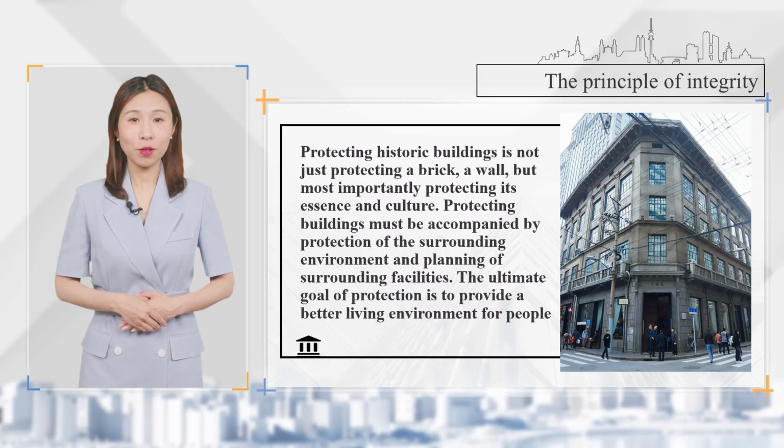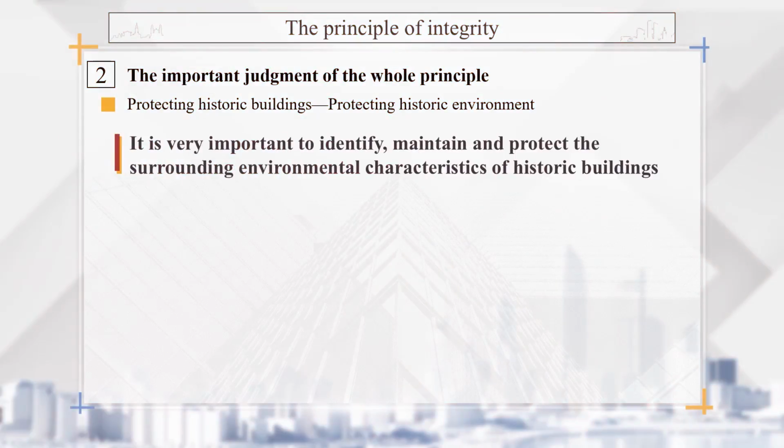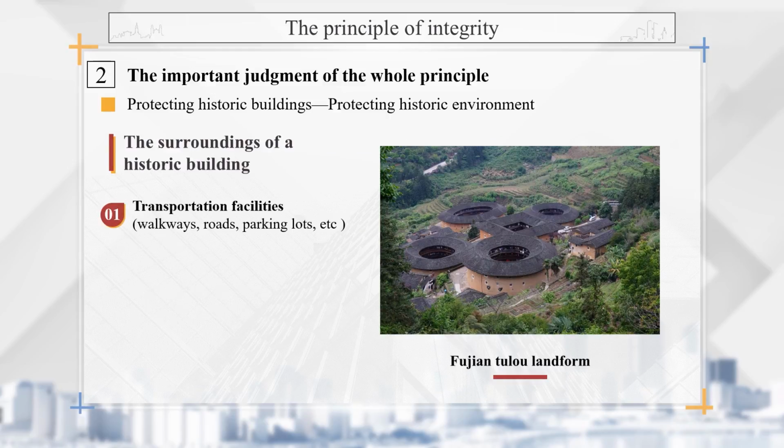Precisely because the surrounding environment is a part of the whole historical characteristics of the historic buildings, it is very important to identify, maintain, and protect the surrounding environmental characteristics of historic buildings. The surroundings of a historic building include, first, transportation facilities like walkways, roads, parking lots, etc. Second, plants like trees, shrubs, fields, herbs, etc.